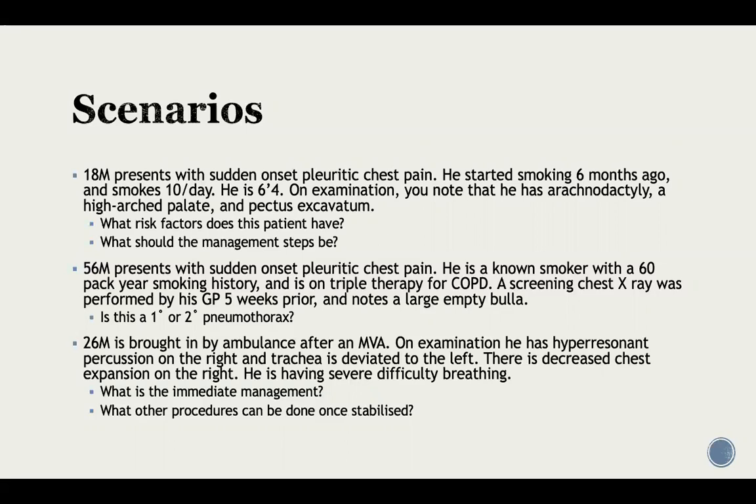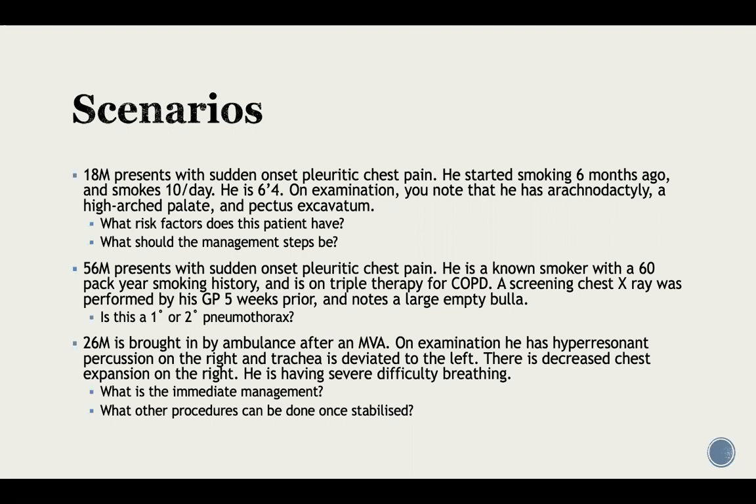So primary, it happens spontaneously. Secondary, they have lung disease, so like COPD or something. And then 26-year-old male, he's got hyperresonant percussion and trachea is deviated to the left. What do you do? Where do you stick the cannula? Yep. And what gauge do you use?